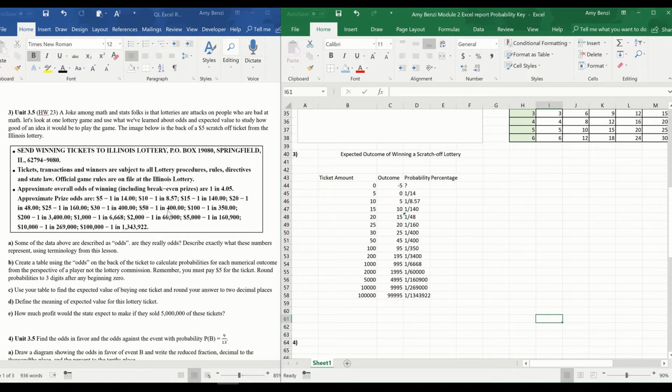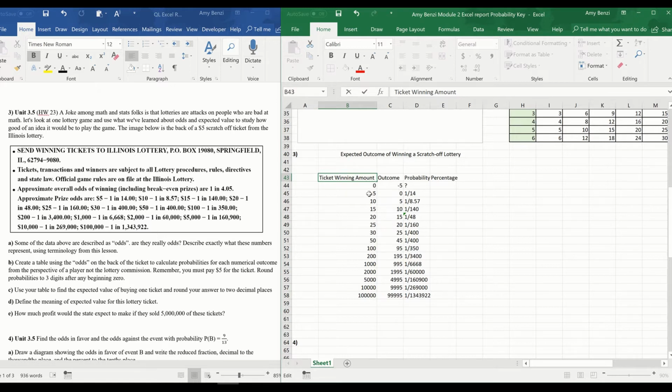And all I've done here, folks, is I've made some columns, and I wrote the ticket amount, the ticket winning amount, and then I wrote the outcome, because this is what you have to think about with this problem. If you scratch a ticket and you win 0, what was your personal outcome? Well, it was negative $5 because you spent $5 on the ticket.